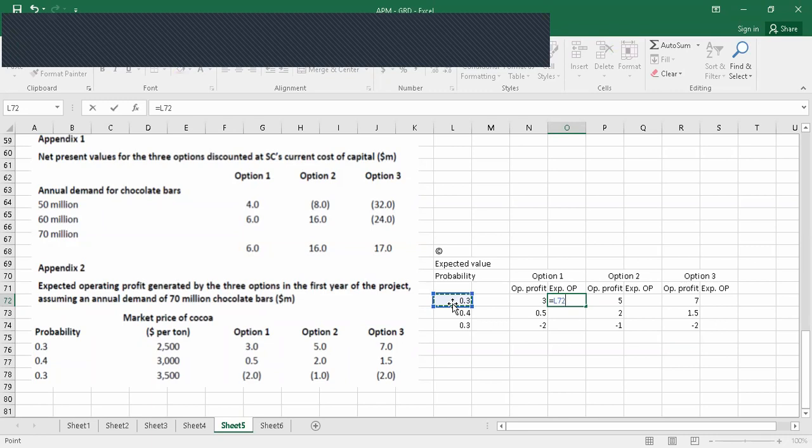Expected profit is probability into the operating profit. Add it up, the sum total of it. So expected value is 0.5 here. And for option 2, it is probability into the operating profit for each of these situations. So multiply that and then take it and add it up. So the weighted average value.